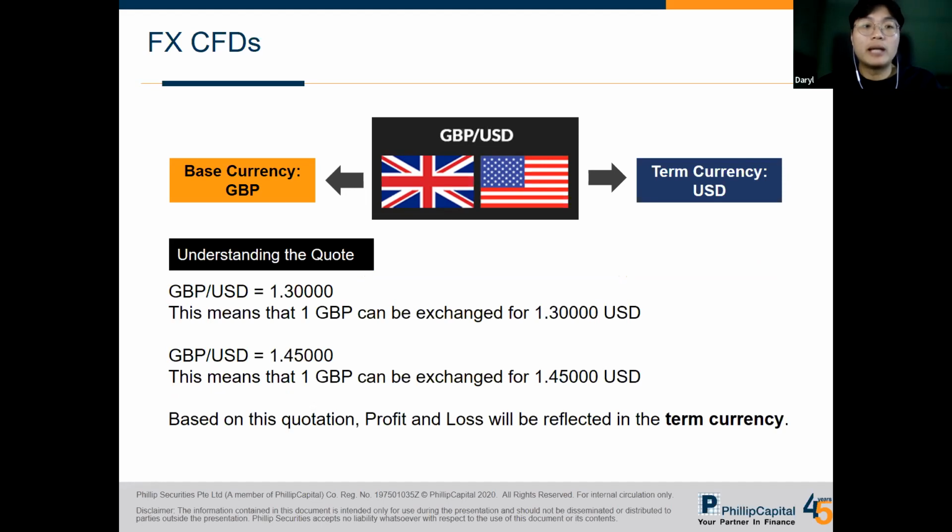So how can you understand these quotes? Assuming that the pound dollar is 1.3, this means that one pound can be exchanged for 1.3 USD. And when pound dollar is 1.45, this means that 1 pound can be traded for 1.45 USD. Based on this quotation, the profit and loss will be reflected in the term currency. So if we are in a long position for pound dollar, then we want pound to strengthen and we want the dollar to weaken.